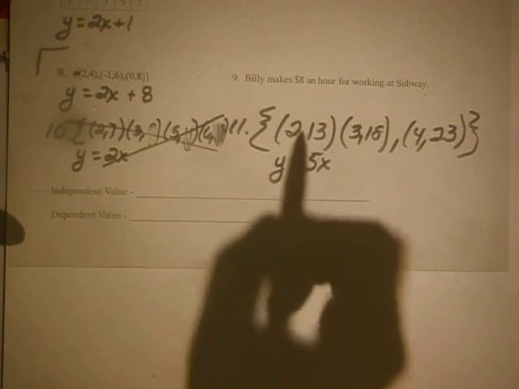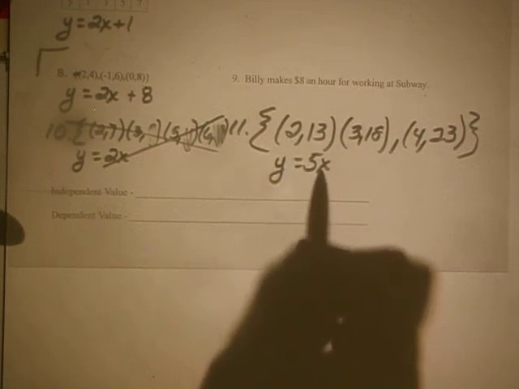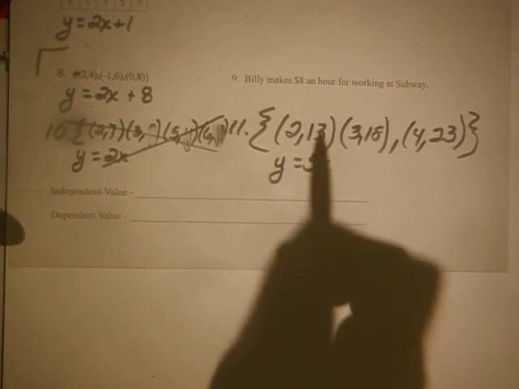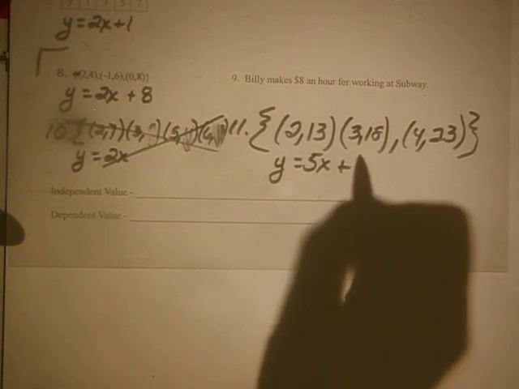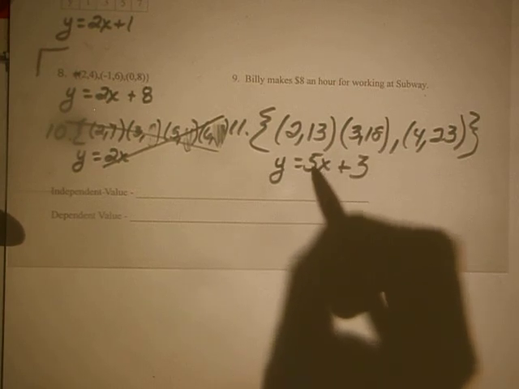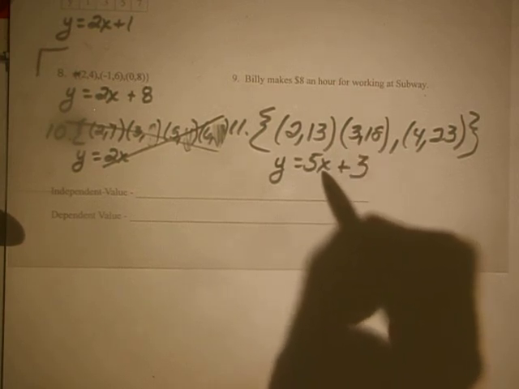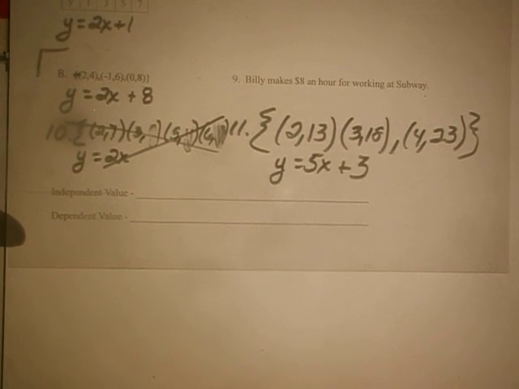And then let's put this number in. If we put the 2 in here, 5 times 2 is 10. But we didn't want a 10, we wanted a 13. So what do we have to add here? Plus 3. And if you decided you wanted to use the 3 instead, 5 times 3 is 15. And if you needed an 18, you would add 3.